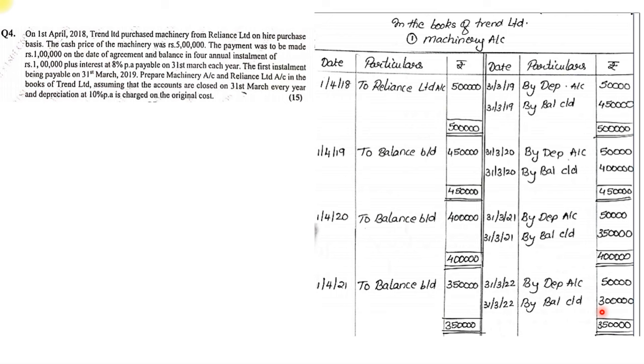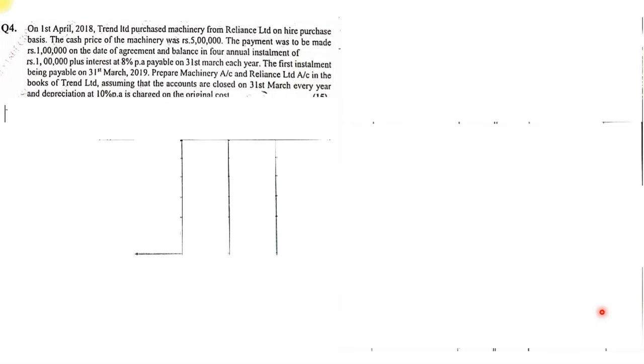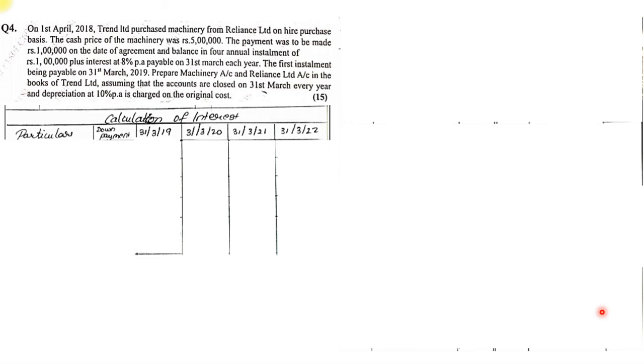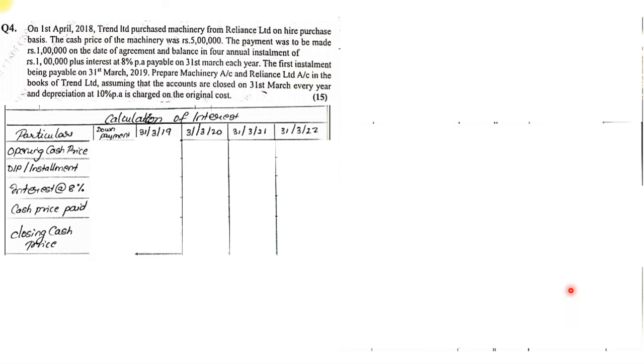Okay, now let us start with the next part, creating the Reliance Limited account. But for that, we'll have to create the interest working. Okay, so calculation of interest. Our columns will be particulars, down payment, and four installments paid on 31st March 19, 31st March 20, 31st March 21, and 31st March 22. Particulars will have opening cash price, down payment or installment, interest at the rate of 8%, cash price paid, and closing cash price.